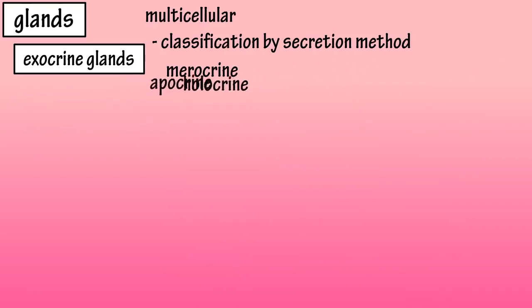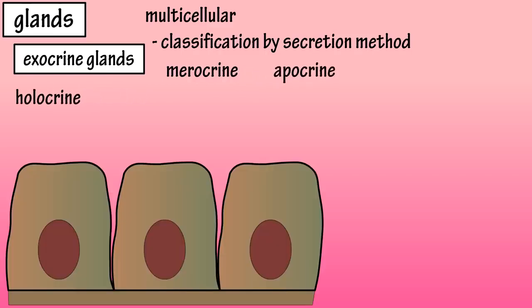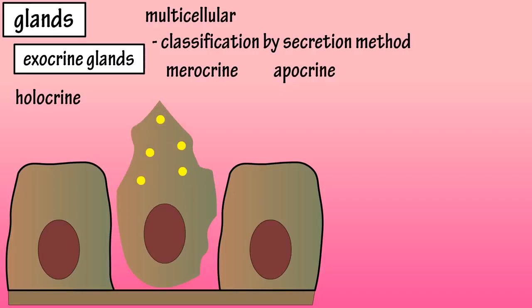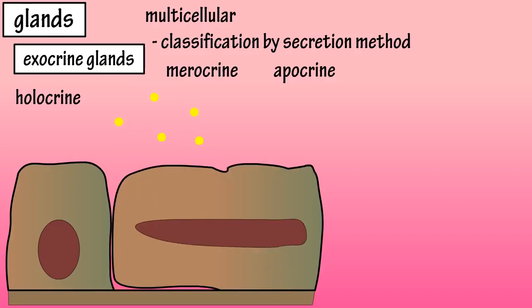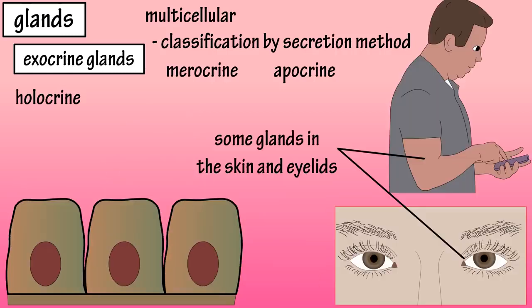The third type is holocrine glands. In holocrine glands, cells accumulate a secretory product and the entire cell ruptures to release the product. The ruptured cells are replaced by other epithelial cells through cell division. Examples of holocrine glands include certain glands in the skin and in the eyelids.